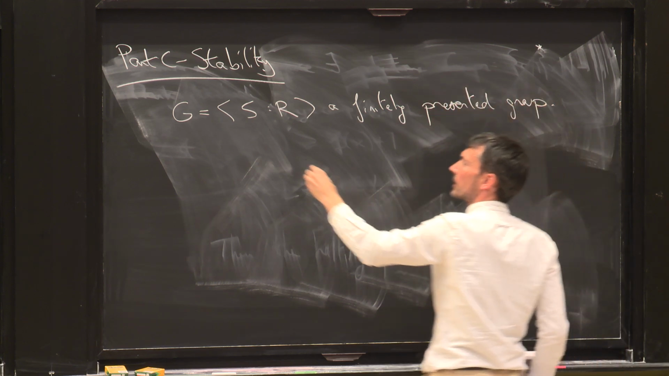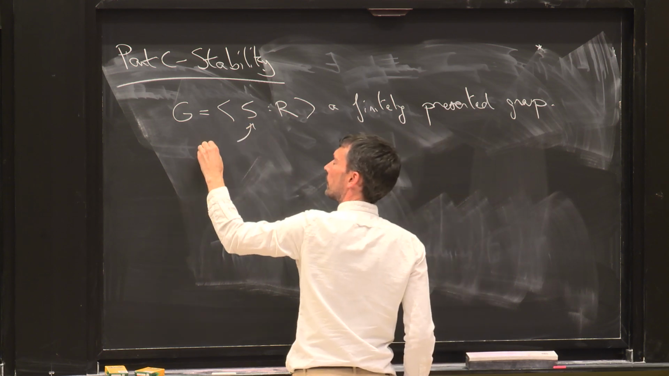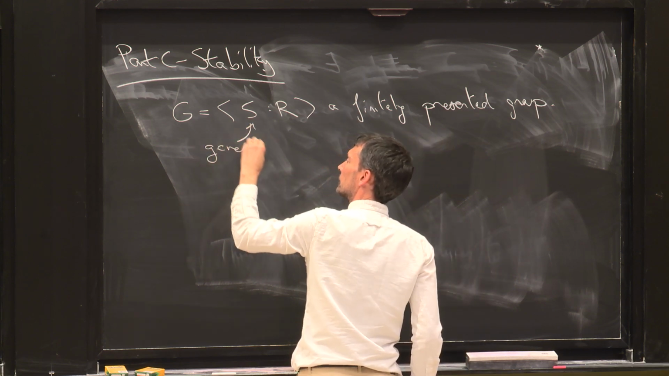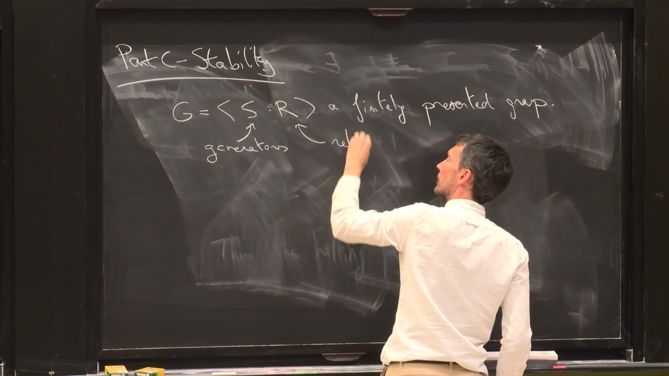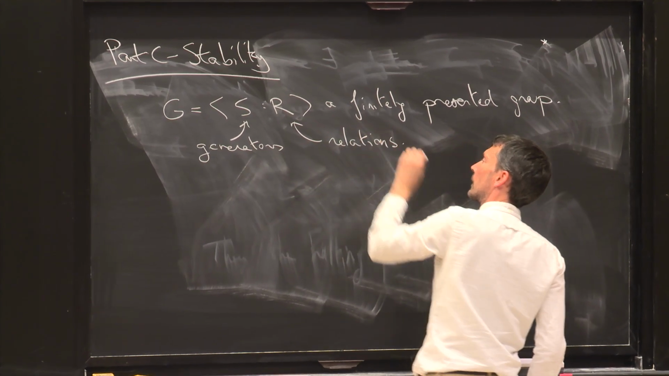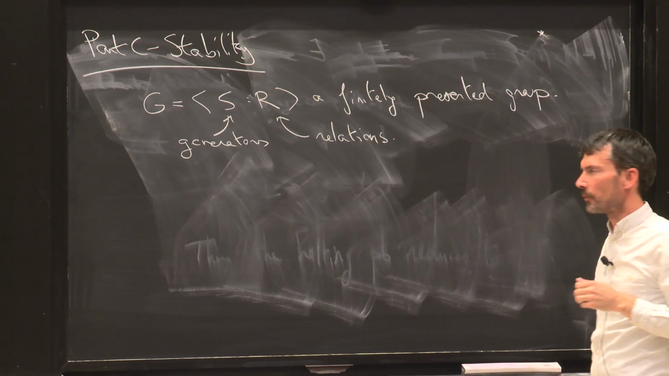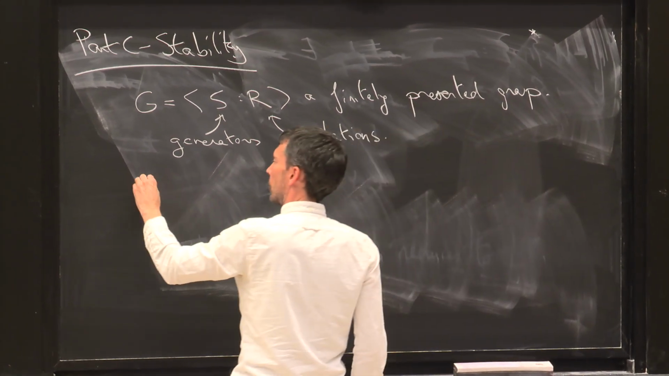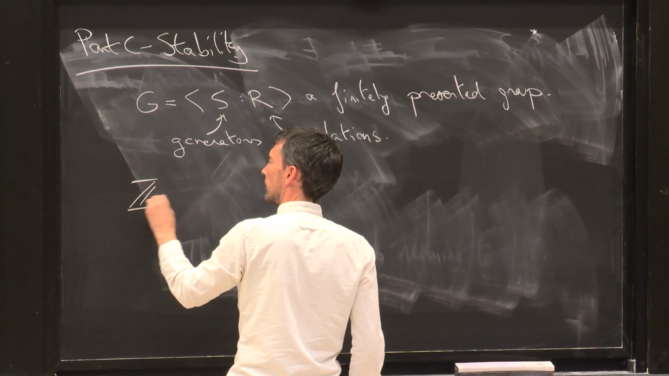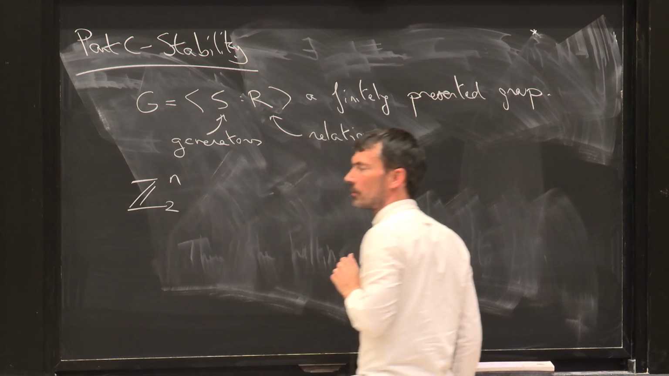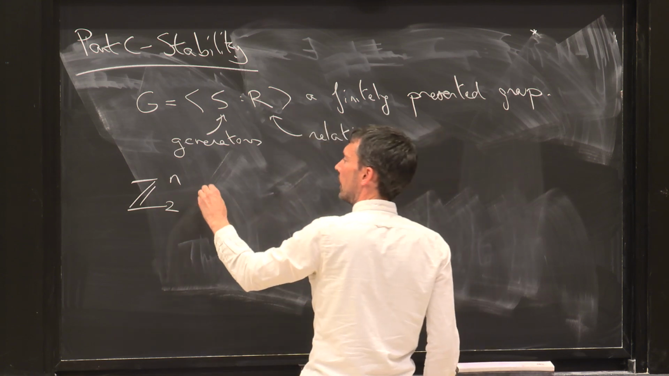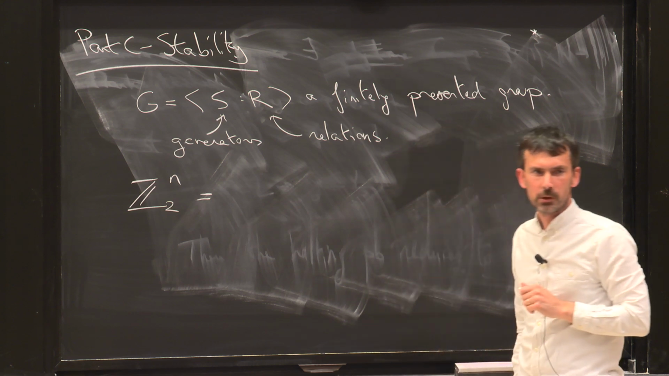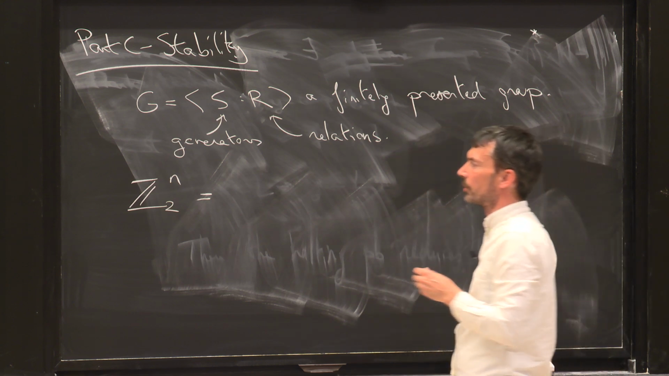What this means is that S is a finite set of generators, and R is a finite set of relations. Let me give you two relevant examples. I will take a very simple group, the group Z2 to the n, with addition modulo 2, and I can give you two different ways of presenting that group.